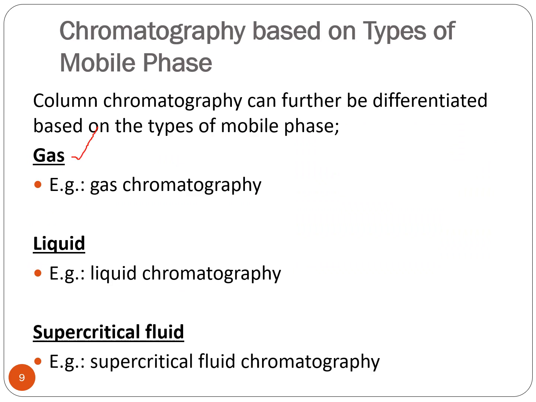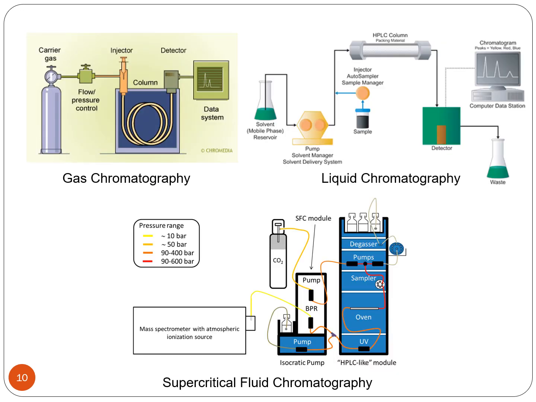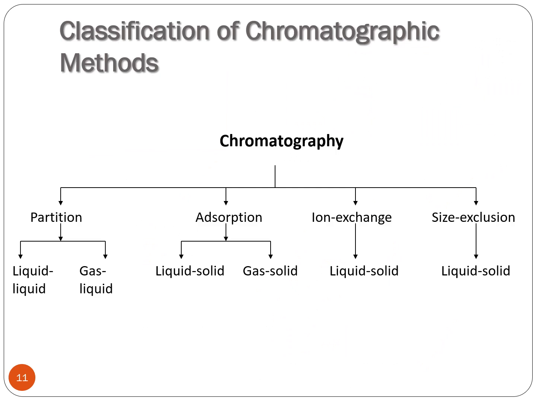Okay, chromatography based on type of mobile phase. Okay, if the mobile phase is gas, we call it as gas chromatography. If the mobile phase is liquid, we call it as liquid chromatography. And if the supercritical fluid is the mobile phase, then we call it as supercritical fluid chromatography. Okay, these are the example of gas chromatography, liquid chromatography, and supercritical fluid chromatography. Okay, the classification of chromatographic method, we have four: partition, adsorption, ion exchange, and also the size exclusion. We will go further after this.